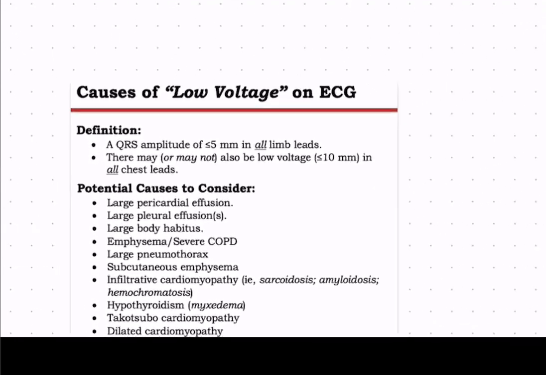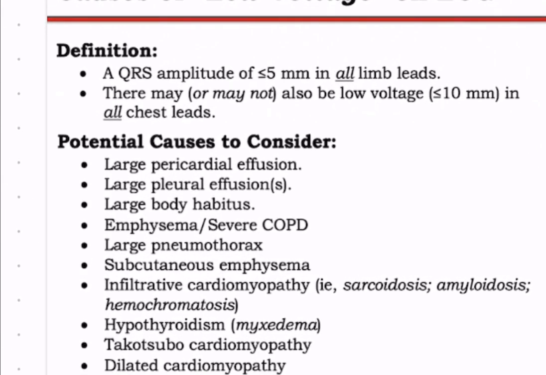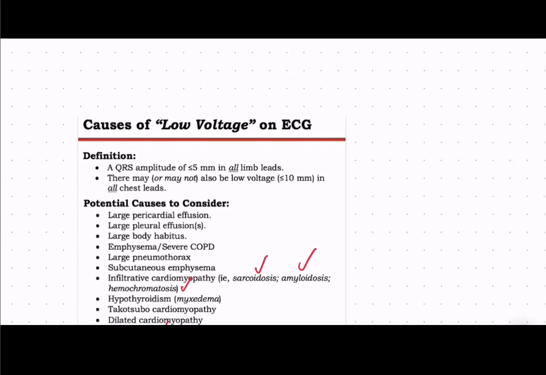Potential causes to consider are large pericardial effusion, large pleural effusion, large body habitus, emphysema, large pneumothorax, subcutaneous emphysema, infiltrative cardiomyopathy, such as sarcoidosis, amyloidosis, or hemochromatosis, hypothyroidism, dilated cardiomyopathy, myocarditis, and large myocardial infarction.